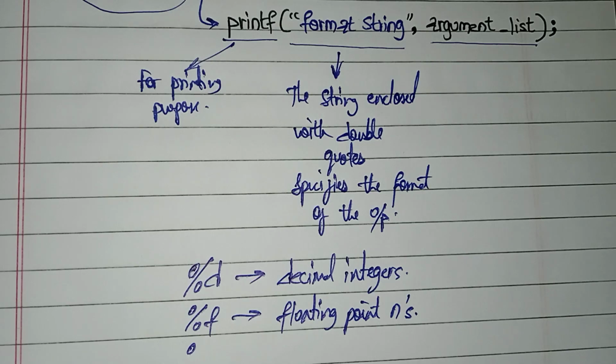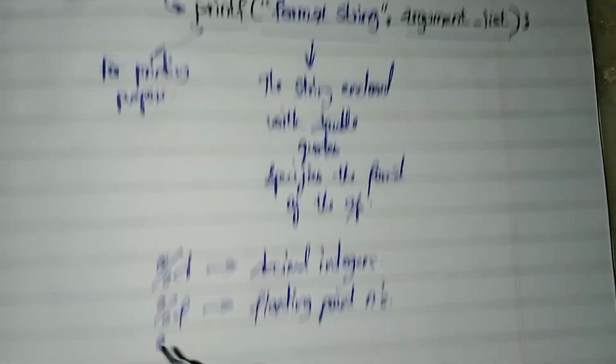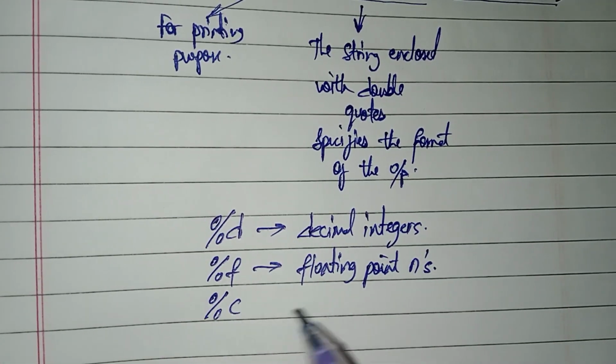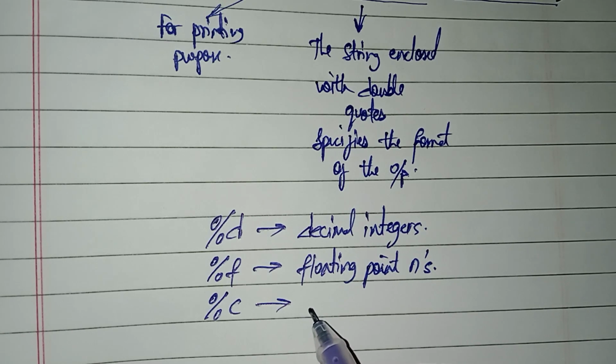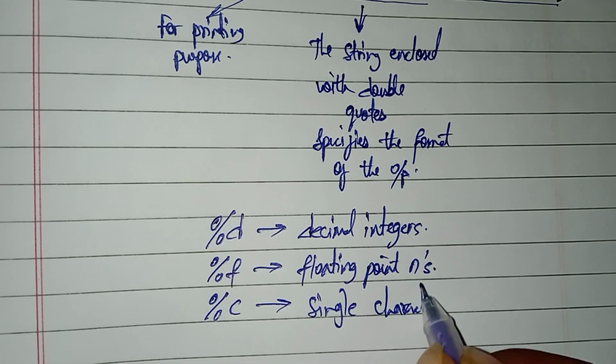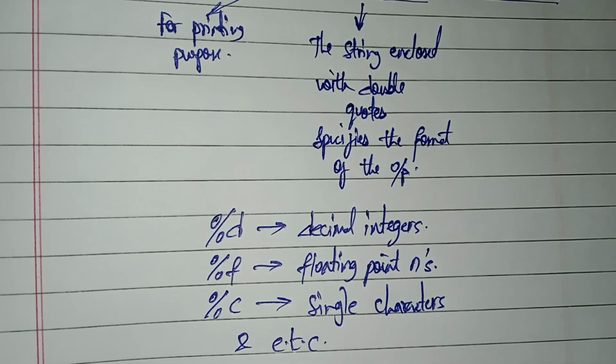Now coming to %c. This is used to represent single characters. %c is used to represent single characters, which are nothing but alphabets or dollar, ampersand and other characters.